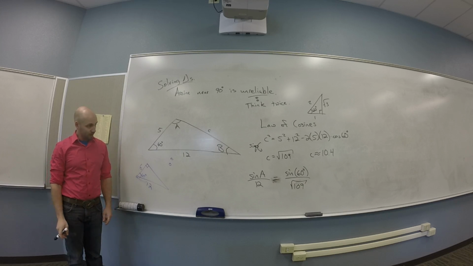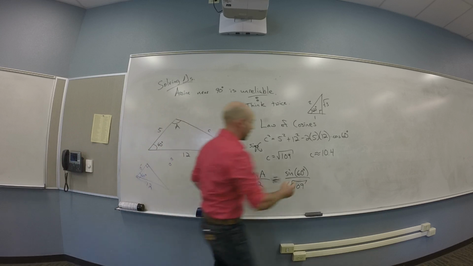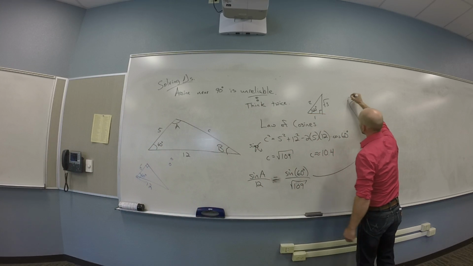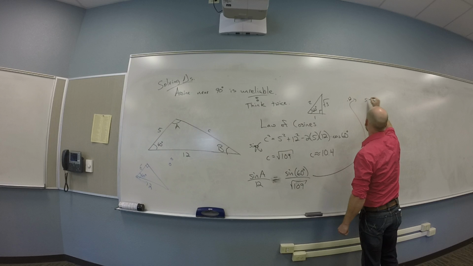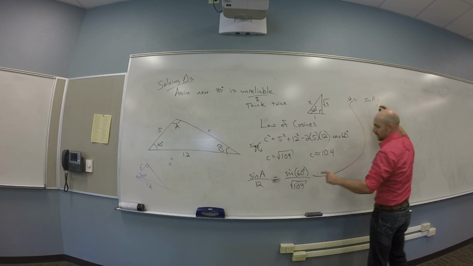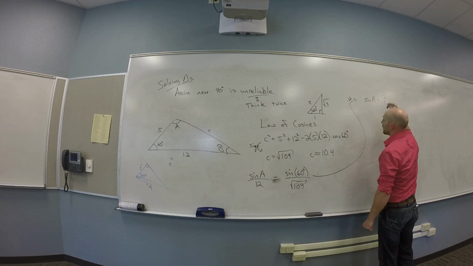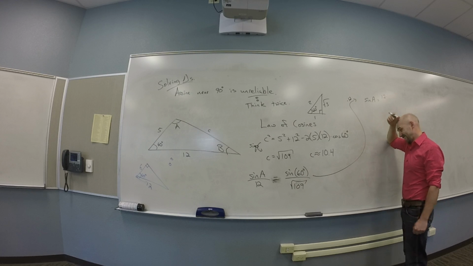Okay. Then what? Cross multiply. Yeah, multiply that thing by 12. That gets you sine of A is 12 times, what's the sine of 60?